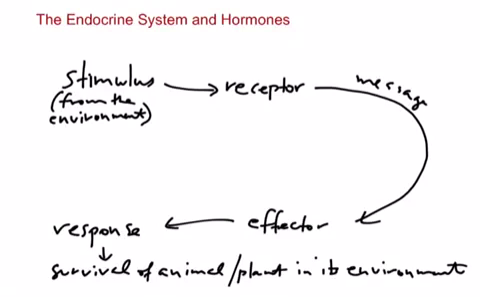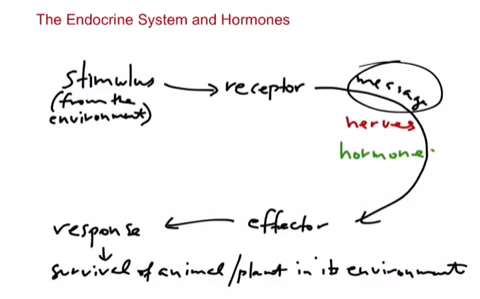Now it's the message that we're focusing on here. As I said, we previously noted that nerves are one way that the message can be transmitted from a receptor to an effector, but the second way, which is the focus of this tutorial, is through chemical messengers called hormones. So let's have a look at what we mean by the endocrine system and hormones.